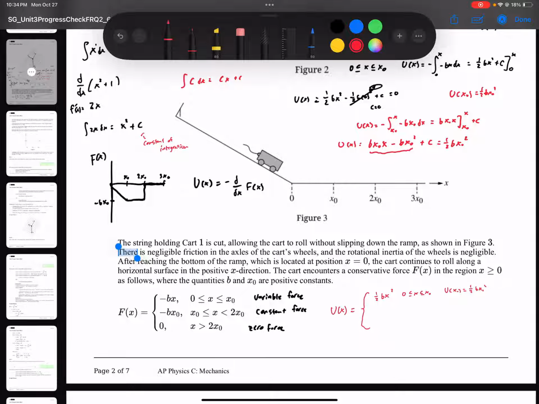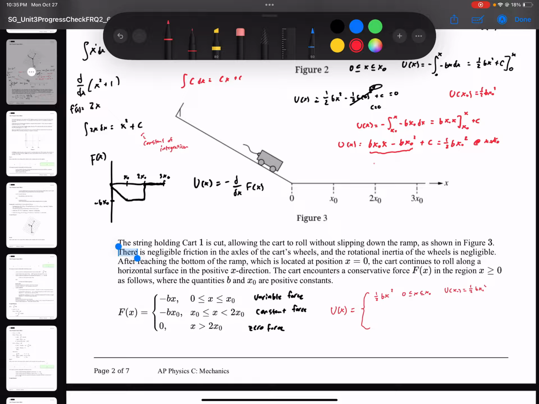That's not my final answer, because I'm not considering that I'm evaluating this integral from x naught to x, and I need to know what the initial condition is at x naught, right? So I need to know that the potential energy function has some energy, 1/2 bx naught squared, at position x equals x naught. All right, so that's where it comes in over here. So my c term has to equal bx naught at x equals x naught.